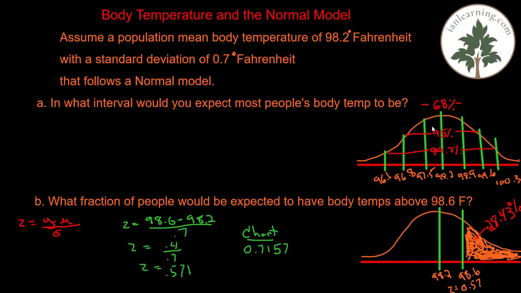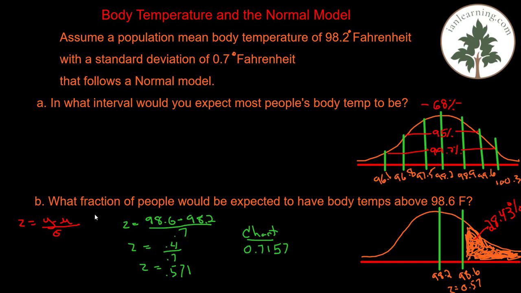Well, let's look at the intervals here. Between -1 and 1 standard deviations, 68% of the data is expected to fall. Between -2 and 2 standard deviations, 95% of the data is expected to fall. And between -3 and 3 standard deviations, 99.7% of the data is expected to fall. So most people will fall in this interval. 99.7% of the population will fall between 96.1 degrees and 100.3 degrees body temperature.